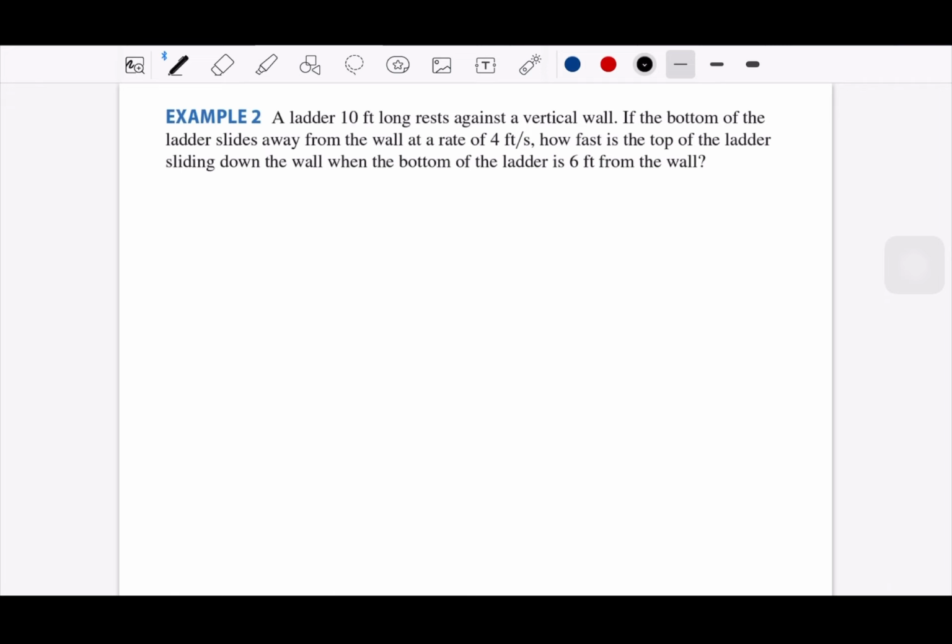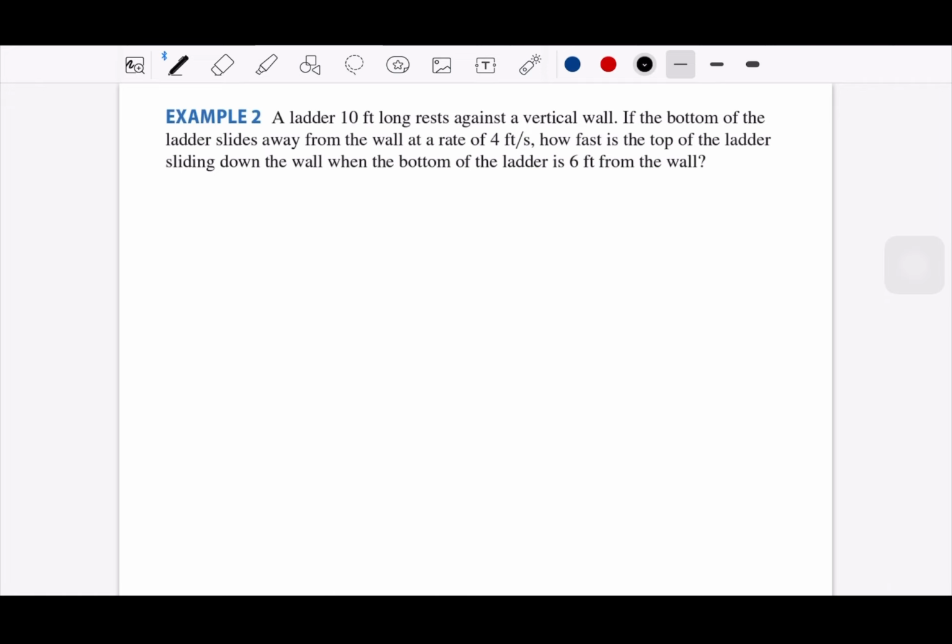If the bottom of the ladder slides away from the wall, it tends to move that way, away from the wall, and it has some rate, 4 feet per second. How fast is the top of the ladder sliding down the wall when the bottom of the ladder is 6 feet from the wall? So this is what the question asks.